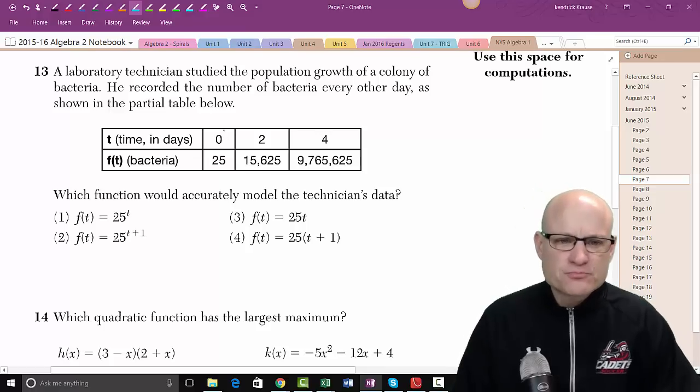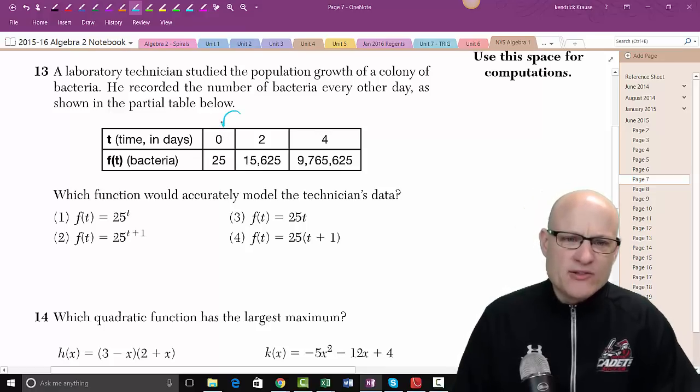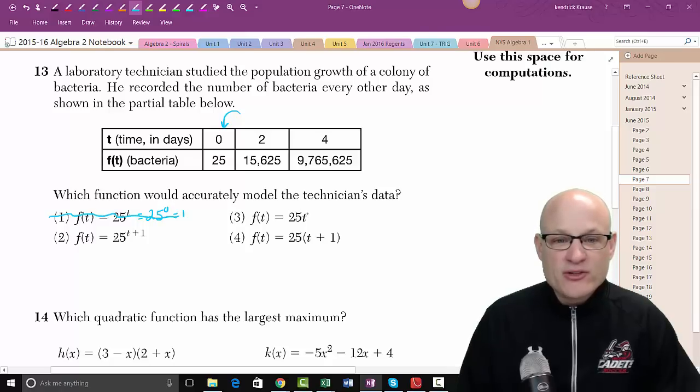Well, if you plug in 0 as an exponent, that gives you 1. So like 25 to the 0 is equal to 1, so this one can't be right. If I plug in 0 here, 25 times 0 is 0, so that can't be right because we want it to come out to be 25. If we plug in 0 here, we do get 25. If we plug in 0 here, we get 25.